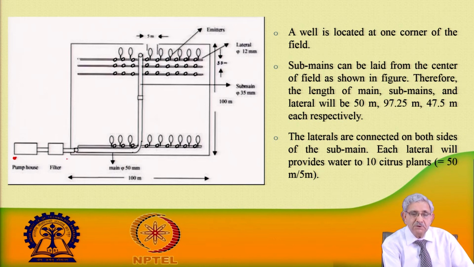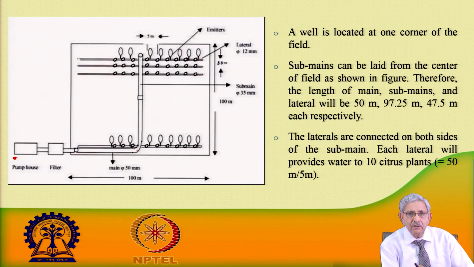So, from the pump water is taken to the filter, and then here all the control head assembly will be installed, a filter, a fertigation unit, all that will be installed there, and from there we are connecting a main pipeline. So, the main pipeline is coming, and we are bringing this main pipeline 50 meter. Now, this is one of the layouts.